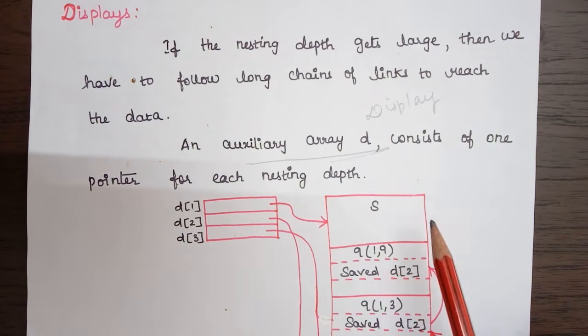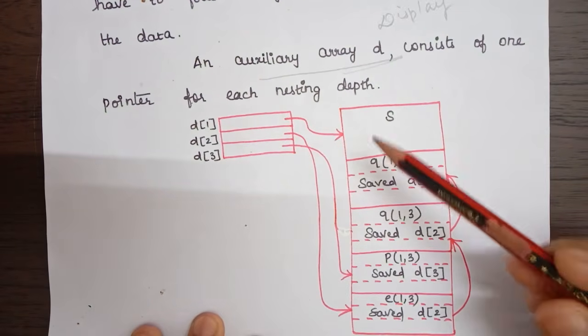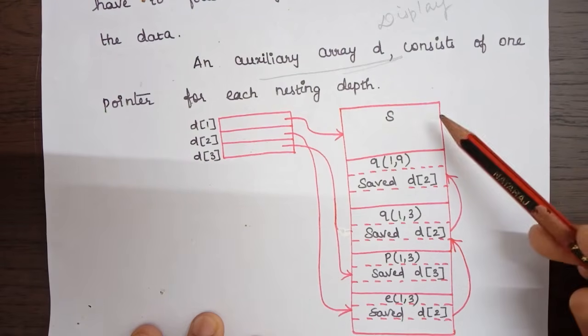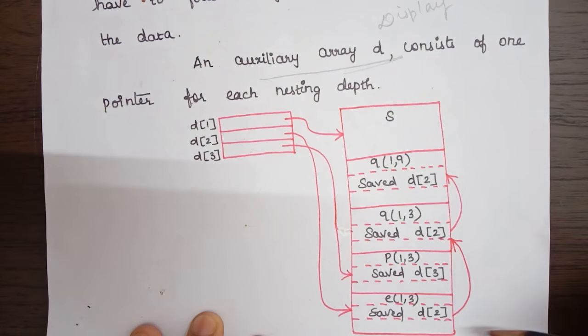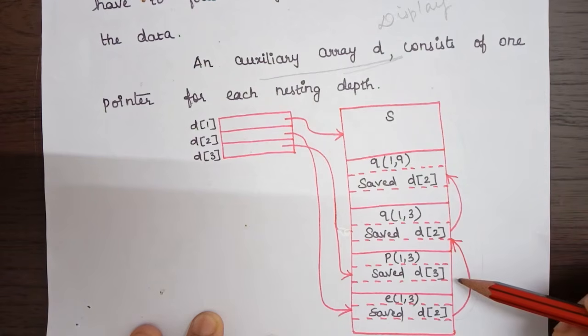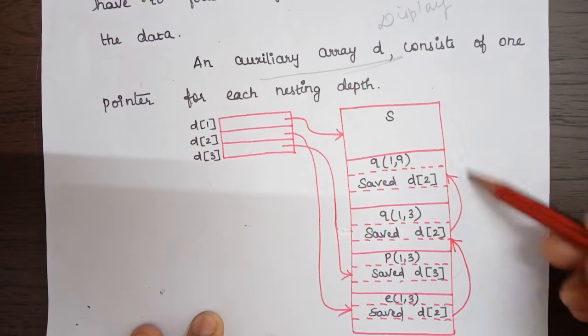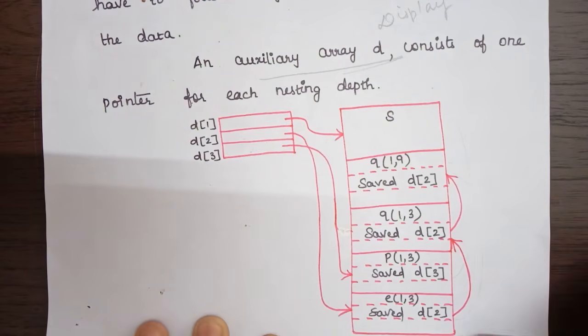This auxiliary array consists of a pointer for each nesting depth. For each and every nesting depth, we have a pointer to hold the position of that depth. You can see the example shown here. This is the procedures' activation records on the stack. Previously we had the access link from E to S directly, and access links from P to Q and Q to Q, so we had a number of access links.